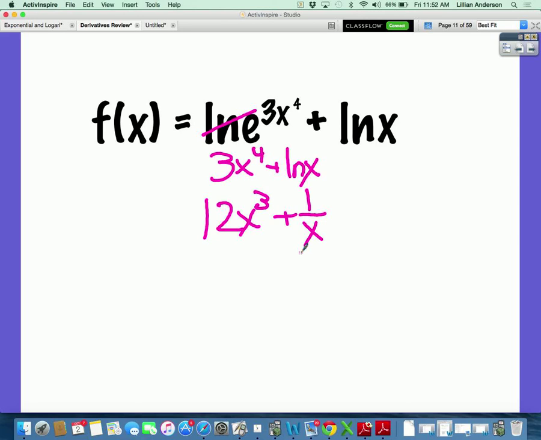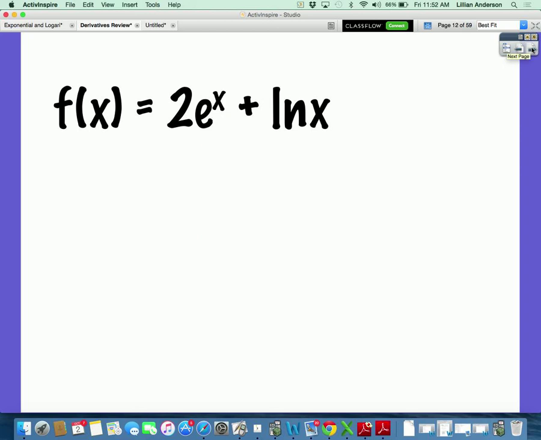All right, clear it off. Here's the next one. So yes, 2 stays alone, the derivative of e to the x is e to the x, and the derivative of ln of x is 1 over x. All right, let's keep moving forward.